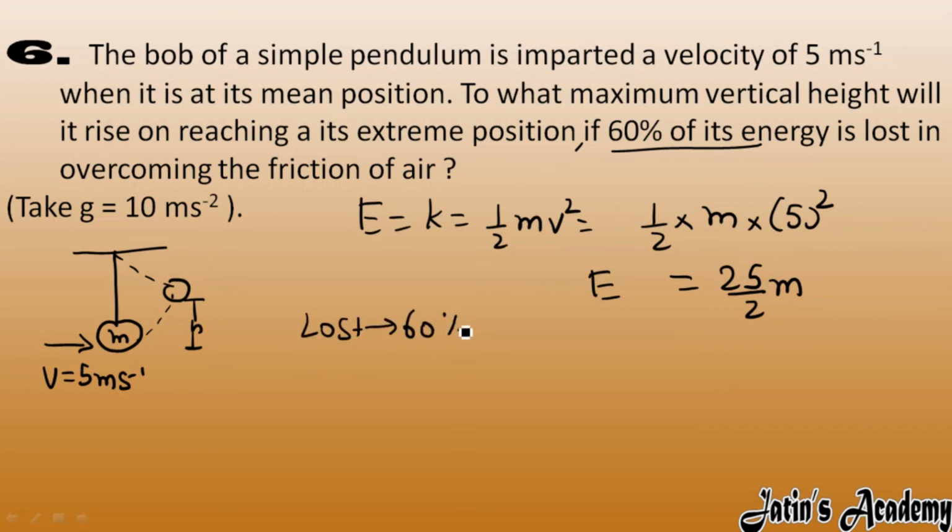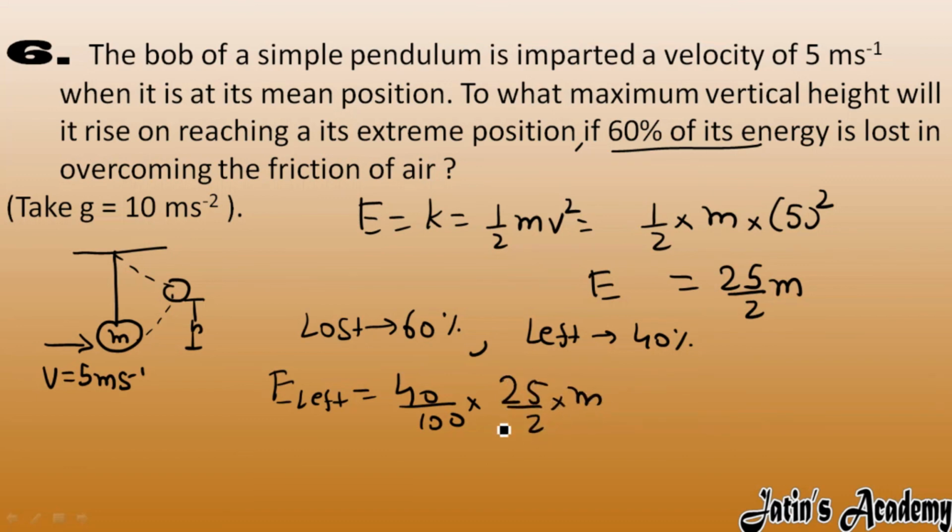Total we have 100% energy. So out of that only the left part we have is 40%. It means that the energy left we have is 40% of the initial energy, 25 by 2 m. So just here cancel it out, calculate some things. Okay, so here we got 5 m. So the energy left in this pendulum we got as 5 m. M is the mass. Now this whole energy is converted into potential energy.